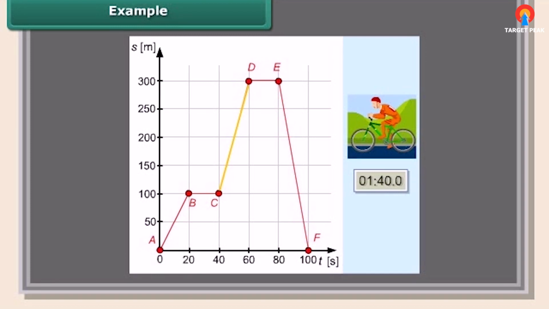In 20 seconds, he covered a distance of 200 meters, which means that he was travelling with a speed of 10 meters per second. Segment DE shows the cyclist stopped for 20 seconds. Then from segment EF, we can discover that the cyclist turned back and after 20 seconds reached the location from which he started his journey. He was moving with a constant speed of 15 meters per second.